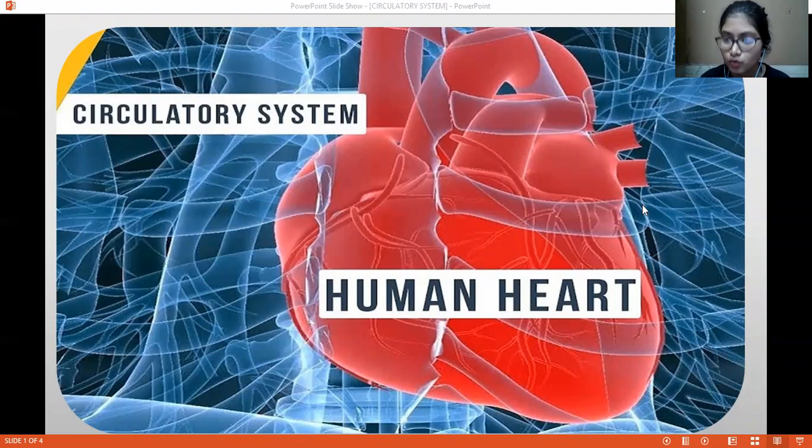So heart, as you know, is an organ which works continuously. It acts as a pump for the transport of blood. Okay, and it is located in the chest cavity, and its size is similar to that of our fist. So let's start.